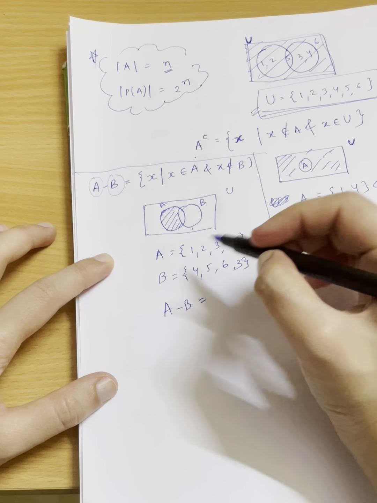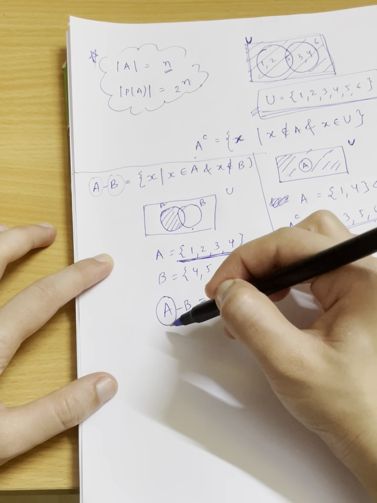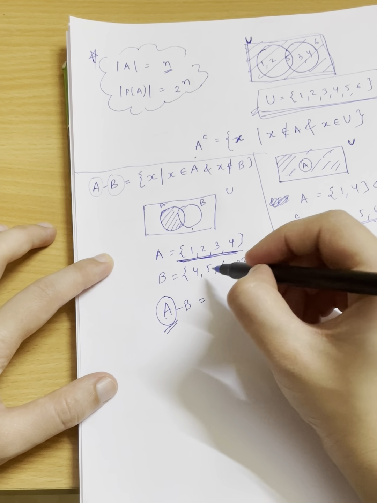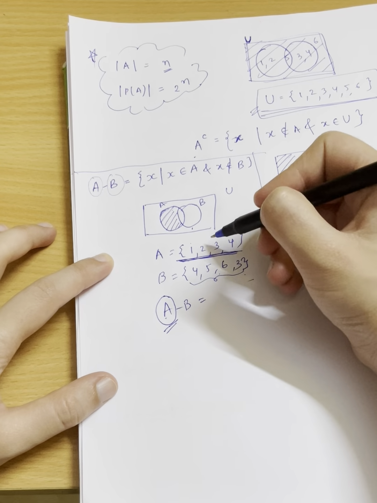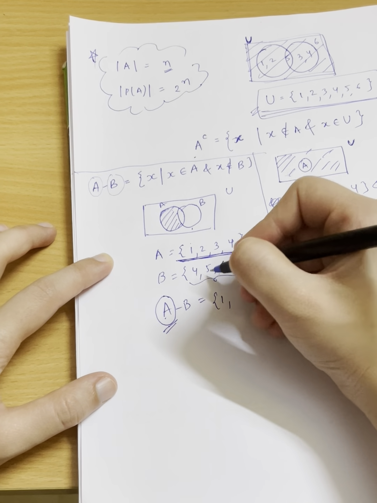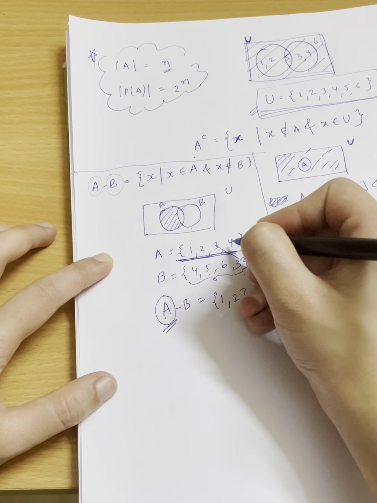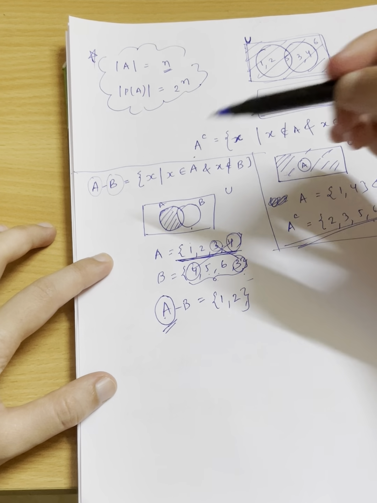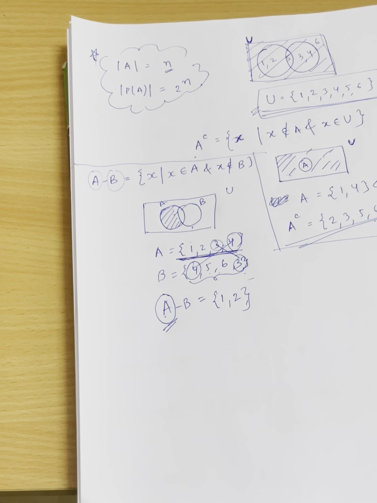So what is A minus B? What is set difference? All the elements of A. Focus on A only, because we need to take elements from this set, but only those elements which are not present in B. So 1 is not present, so we consider 1. 2 is not present in B, consider it. 3, no. 4, no, because these two elements are already present in B. So take those elements which are present in A but not in B. That is set difference.